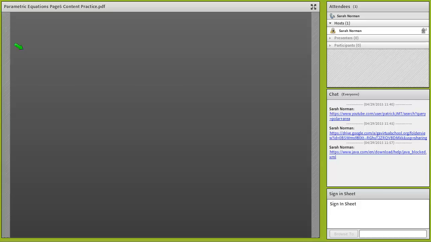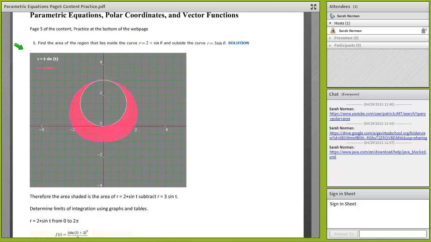and vector functions unit. These are some questions that a student emailed to me. As you know, in the content, some of the questions don't show the work. They only show the solution. So I'm going to go over page 5, number 5 and number 6.